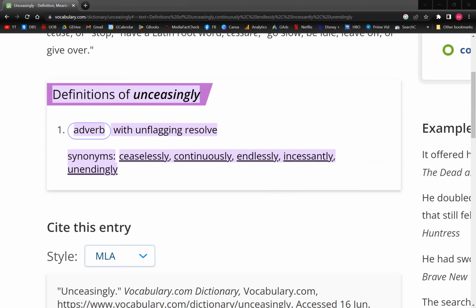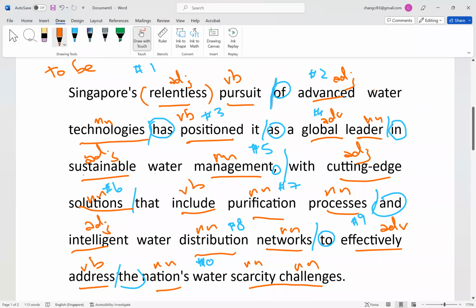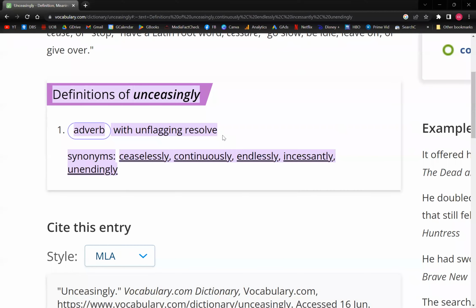okay, we go back to our original sentence. And we can see, hey, if let's say I use Singapore's continual, right? Technically it works, but does it capture the same extent as relentless? Because relentless technically also carries the meaning of resolve, determination, right? So that means with unending determination.